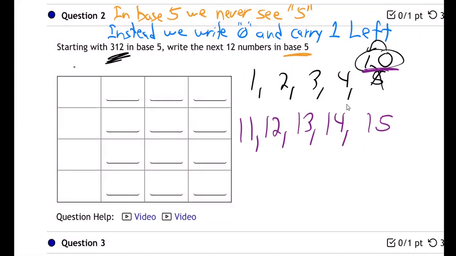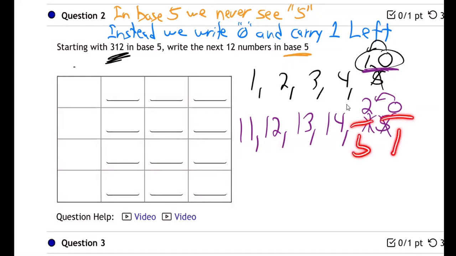Instead, we write a 0 and we carry 1 to the left. So I'm going to make that 0 and carry, so this will become 2, 0. But it's not really 20. Well, what is it? Anybody know? What is that number really? 20 base 5? This is weird, right? 11, 12, 13, 14, 20? What in the world? Well, it's right. Let me show you.